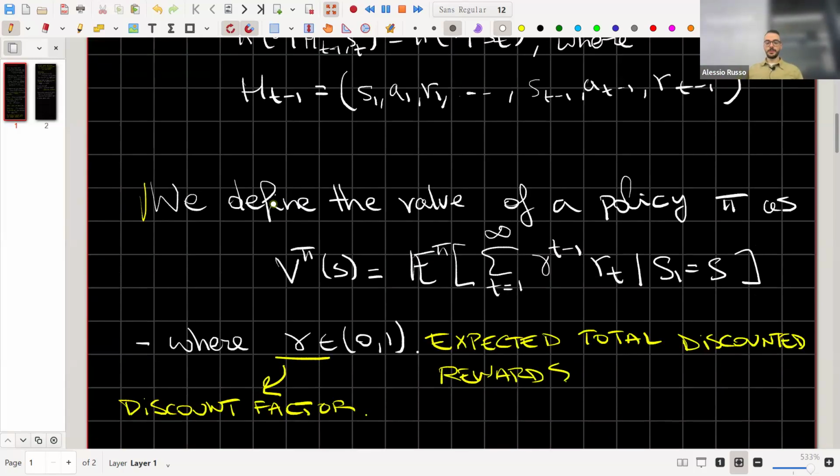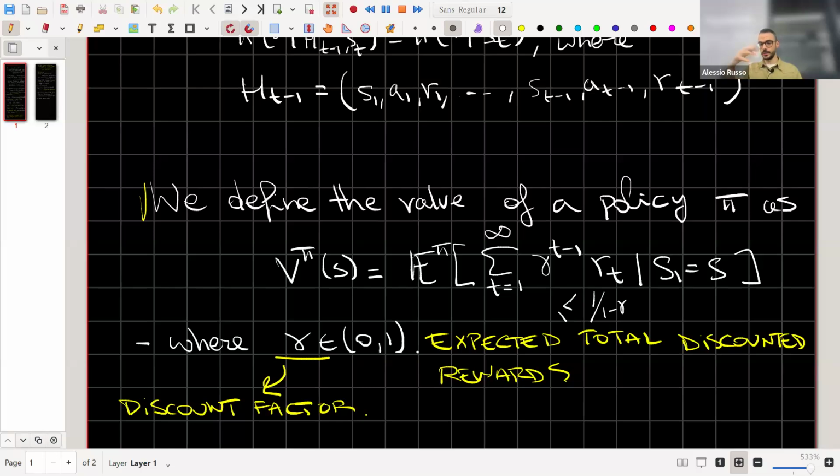So we define the value of a policy as the expected total discounted reward. So here we define V^pi(s) to be the value of a policy pi in state s. And this is the expected value of this sum of discounted rewards. Here gamma is the discount factor. It's a value in [0, 1). And since the rewards are bounded in [0, 1], you can show that this expected value is always upper bounded by 1 divided by 1 minus gamma, because it's a geometric series.